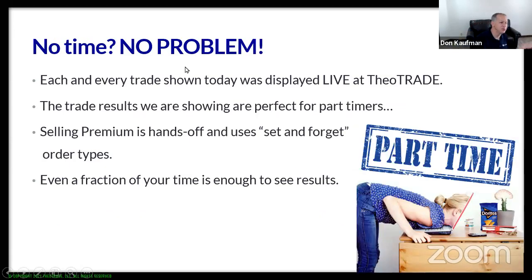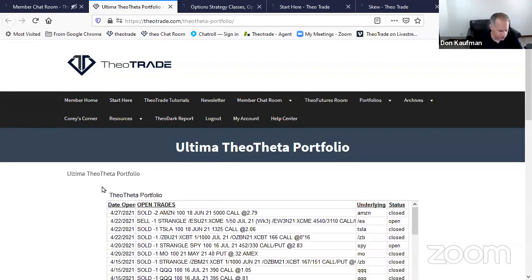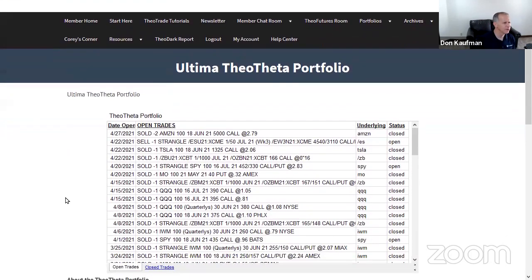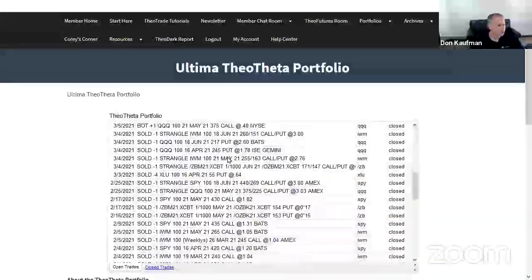Listen, if you do not have a huge amount of time, every trade that I just showed today, and there's a reason I went through all the trades sequentially, every trade that I showed today is actually displayed live at TheoTrade. When I say displayed live, literally, this is what I mean. There's a portfolio. You can see literally everything we're doing, in every single position.